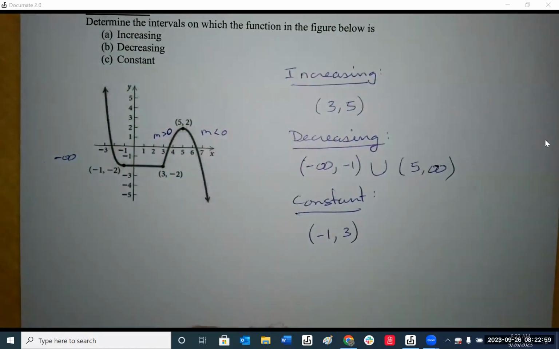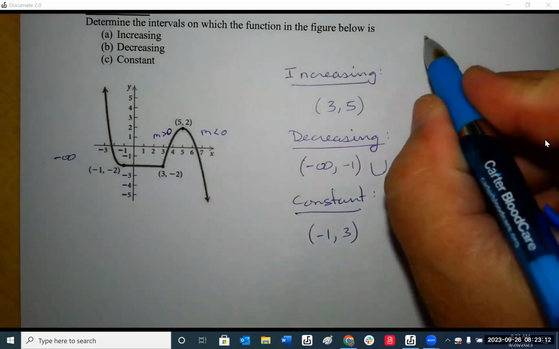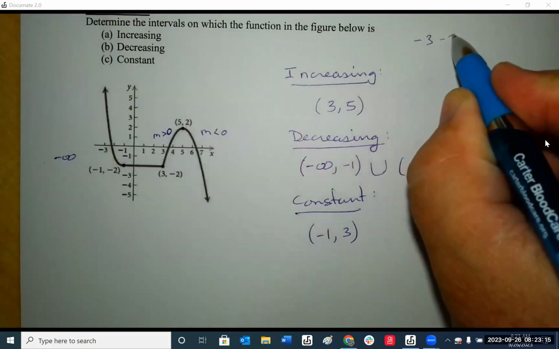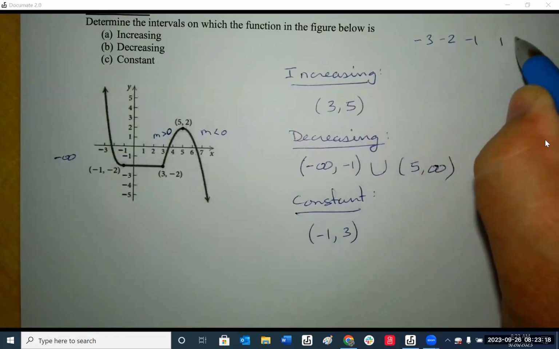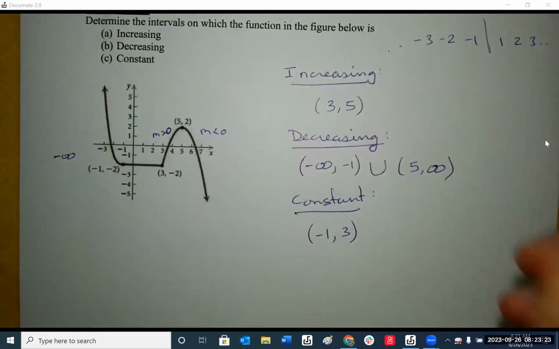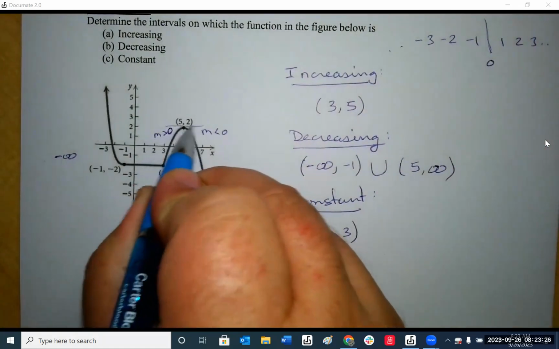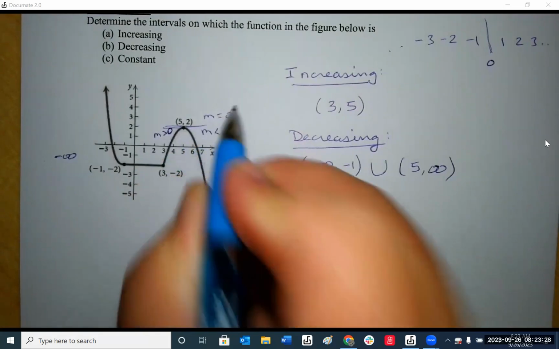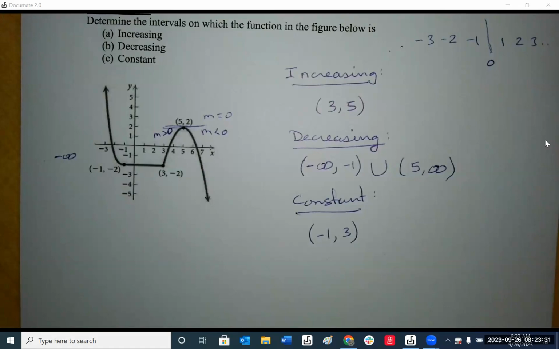So between positive and negative, what number do we have on the number line? -3, -2, -1, 1, 2, 3. What's between there? 0. The slope here is 0. So it's neither increasing nor decreasing at that point. That's why we always use parentheses, never brackets.